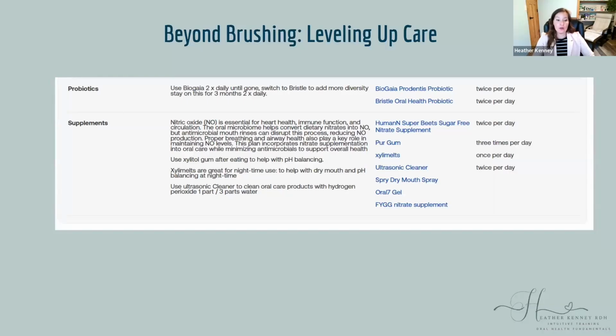Beyond that, she had low nitric oxide. So we want to make sure we're supporting that with some sort of supplementation, making sure she's not mouth breathing, support pH with gum and xylitol, using an ultrasonic cleaner for anything that she's using in the mouth, including your electric toothbrush and your water floss tips, because that Klebsiella is picked up from the environment. I love Oral 7 gel with the different types of enzymes to make sure that we're supporting saliva health in that component. So that was how we really leveled up the home care.